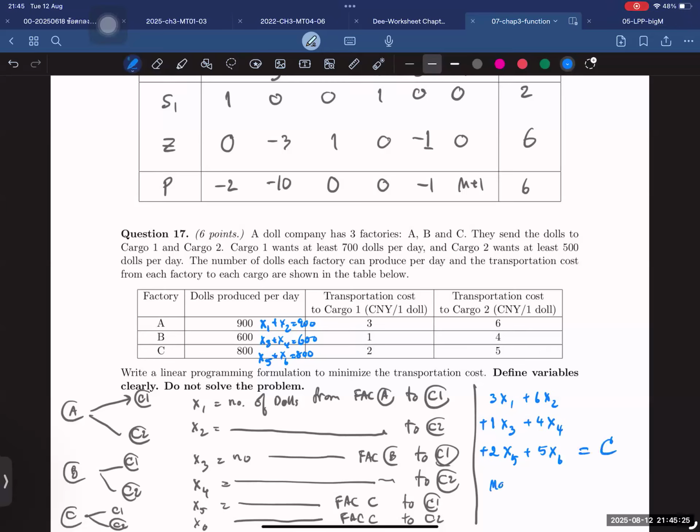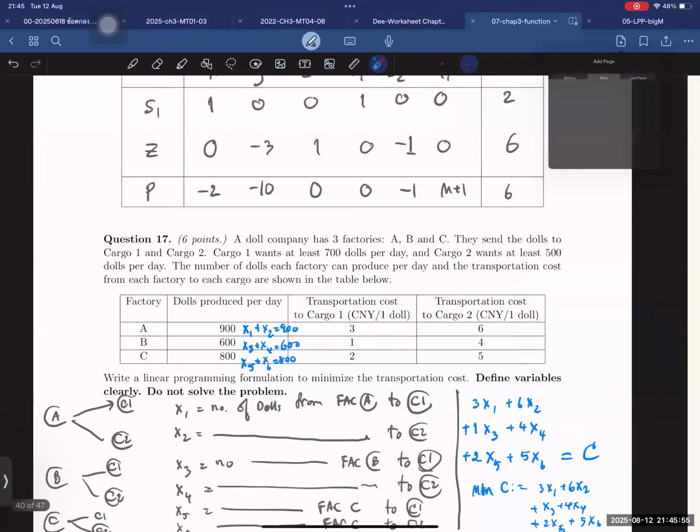So we want to minimize the cost, minimize C, which is 3x1 plus 6x2 plus x3 plus 4x4 plus 2x5 plus 5x6. Okay, that's the cost. And the conditions. So here the condition is x1 plus x2. Let me add the page.